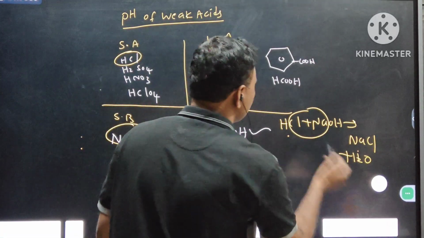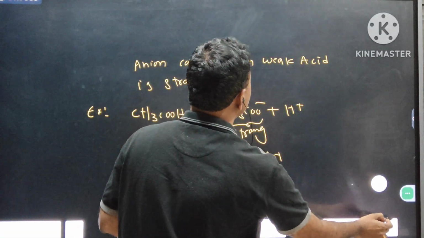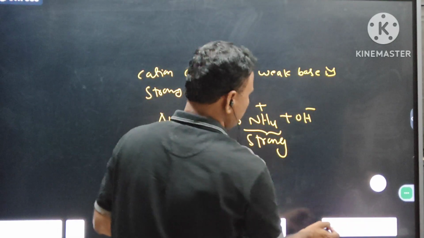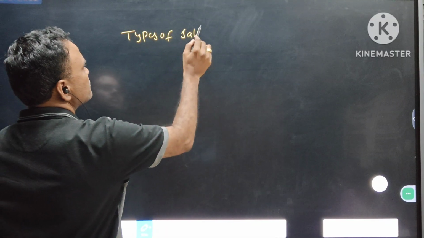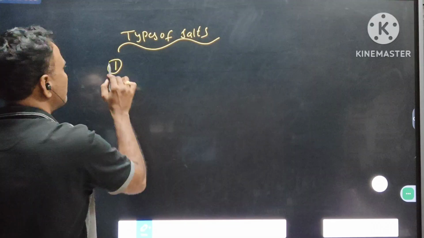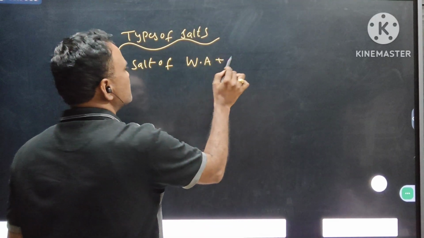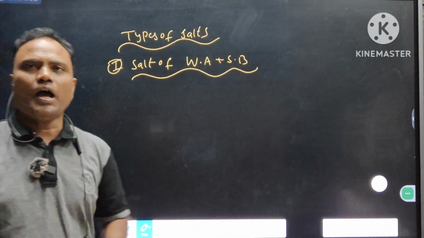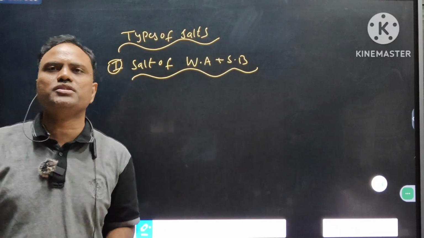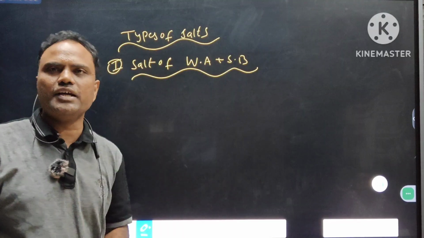Now let us see the types of salts. Based on the types of acids and bases, we can classify the salts into several categories. This idea is very, very important. Types of salts. Roman number 1: salt of weak acid plus strong base. Identifying the type of salt is very, very important. Then only you can choose the appropriate formula.